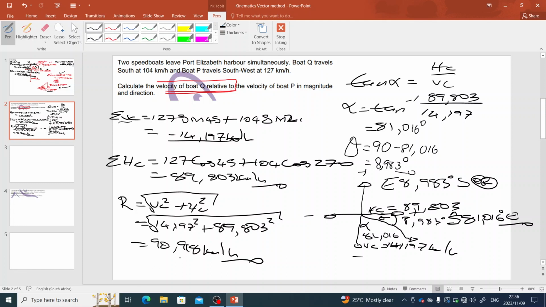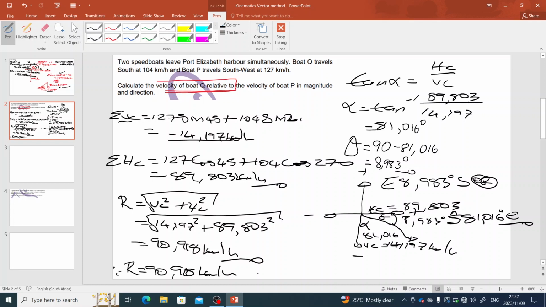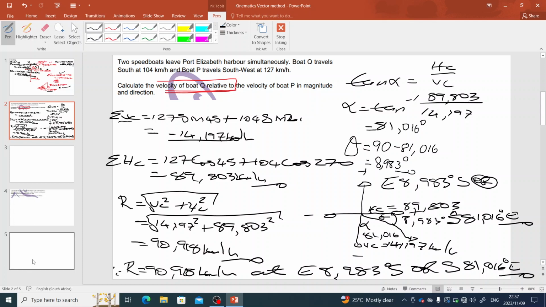We've then managed to calculate the resultant. Therefore, the resultant is 90,918 kilometers per hour at east 8,983 degrees south. They will not falter you if you said south as your reference point 81,016 degrees east. You will still get full marks. Right. This is how we apply that method on relative motion. Relative motion, we stop and reverse.